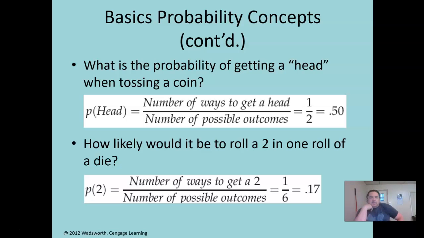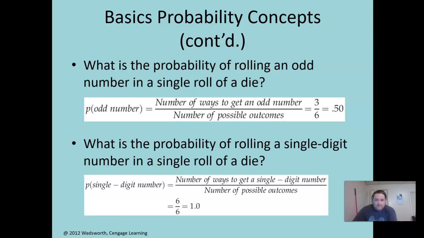What is the probability of getting a head when tossing a coin? Obviously, the number of ways to get a head is 1. There are 2 possible outcomes, right? So heads or tails, and you've got a 50% chance. How likely would it be to roll a 2 in one roll of a die? Number of ways to get a 2, over the number of possible outcomes. So 1 in 6, 17%.